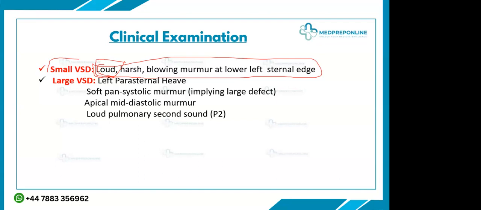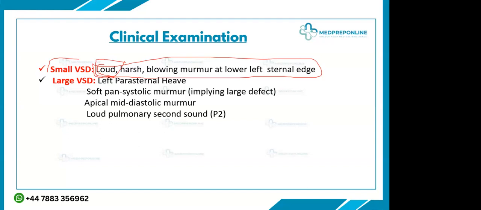But in the case of a large VSD, there will be a very large defect, so the blood is going to pass calmly from the left ventricle to the right ventricle. There will not be that much turbulence. Wherever there is increased turbulence, it is going to cause a loud murmur. So remember that wherever there is a small defect, there will be a loud murmur.